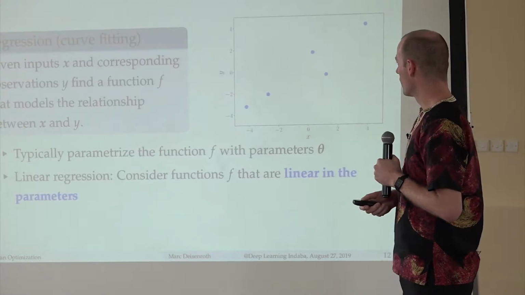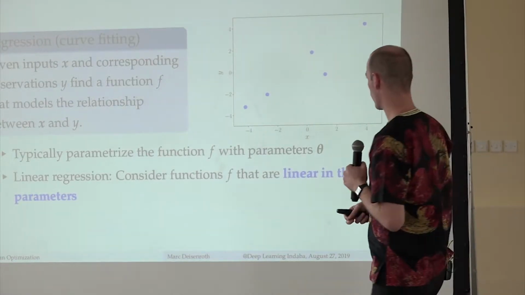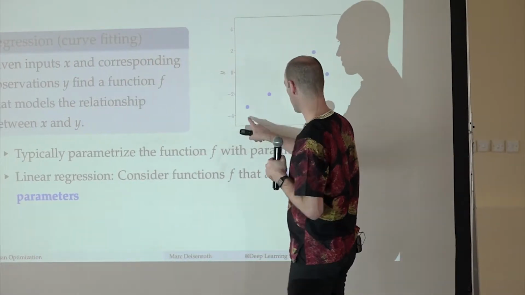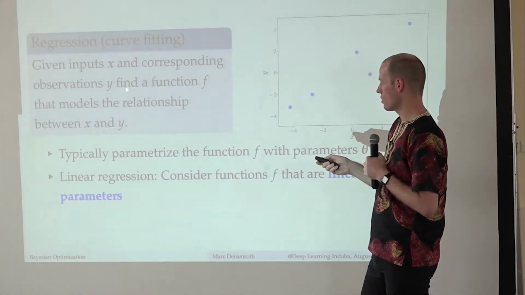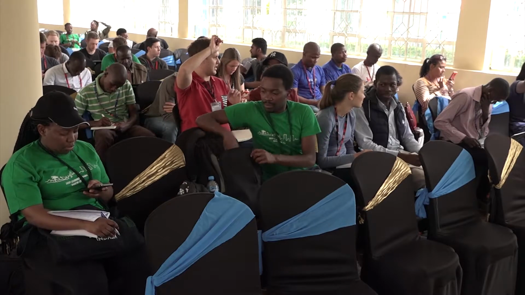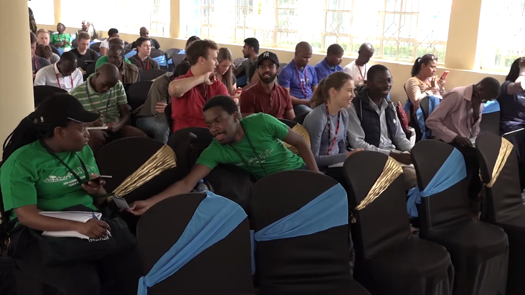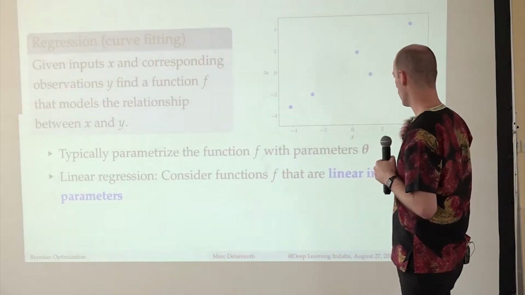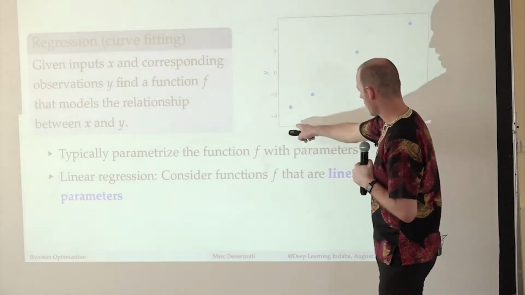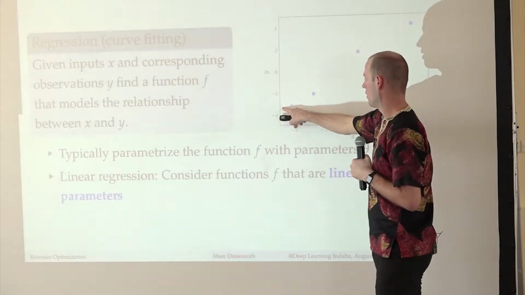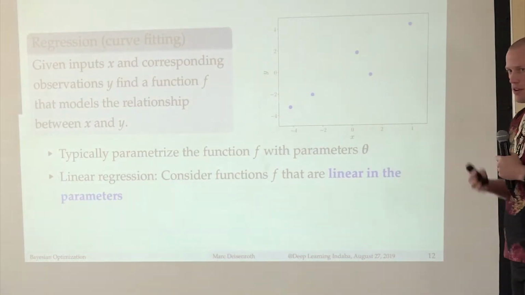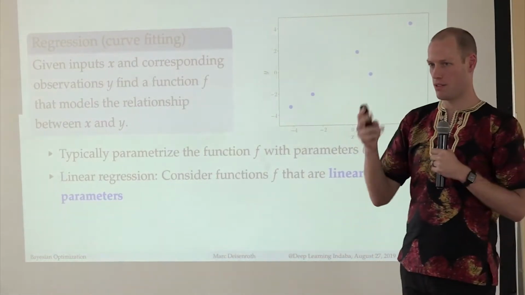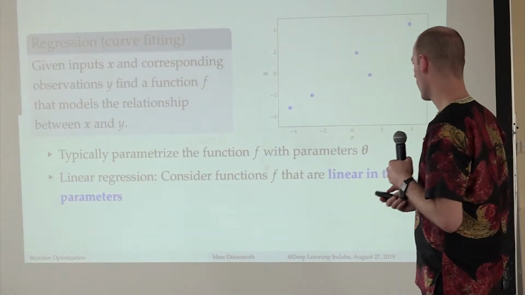All right. So here's the thing I want to solve: a regression problem, or curve fitting. We have some inputs x and corresponding observations y of an underlying function f, and f models the relationship between x and y. So assume we have x values here, we have observed function values here, these blue dots. Then we would like to find a function that explains the creation of these blue dots.